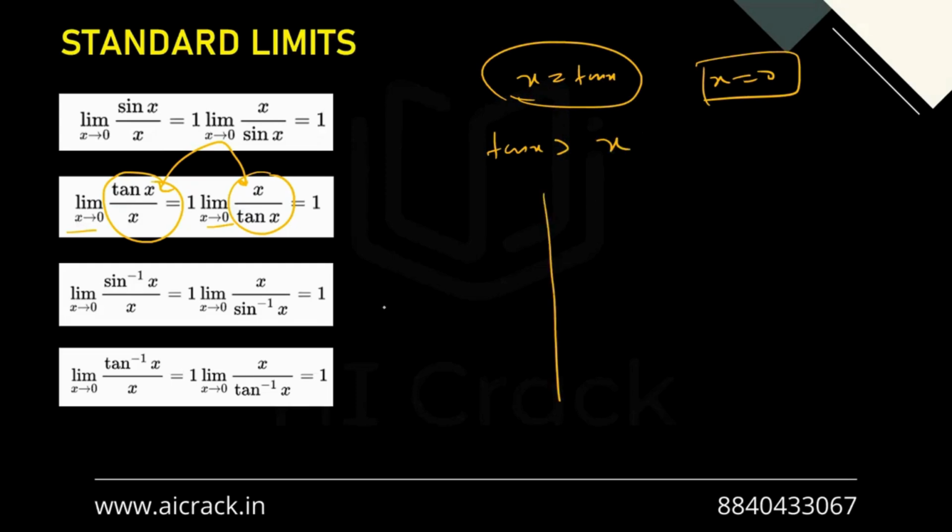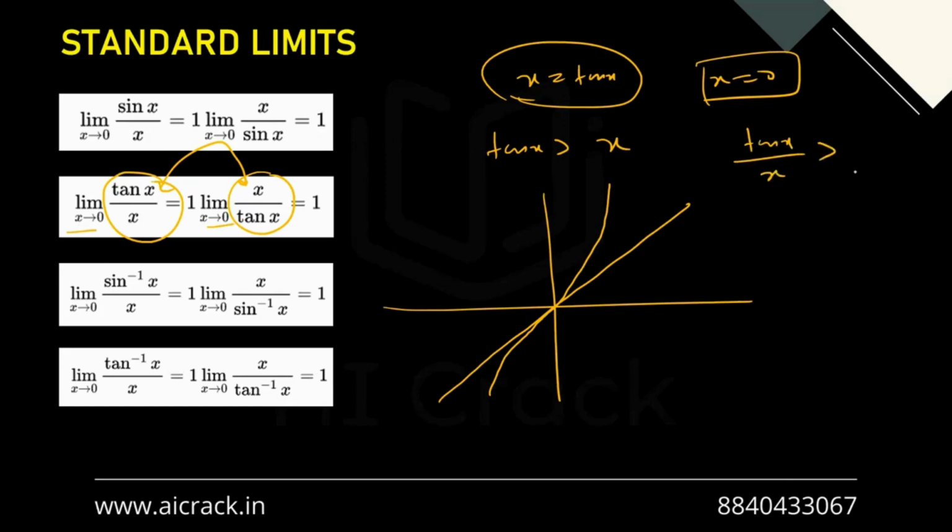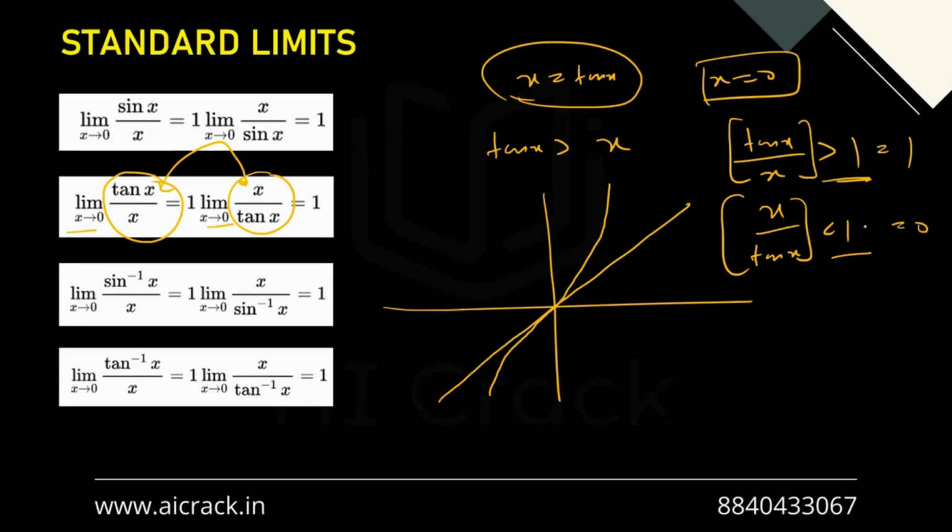If we plot the graph over here, it would look like something of this sort. This is our tan x. So you can clearly see that tan x is greater than our x, right? In terms of magnitude. Okay. So that's why tan x by x would be greater than 1 and x by tan x would be less than 1. Very close to 1, but greater than 1 and lesser than 1, right? If you take the GIF of this one, it would come out to be 0. If you take the GIF of this one, it would come out to be 1, right?